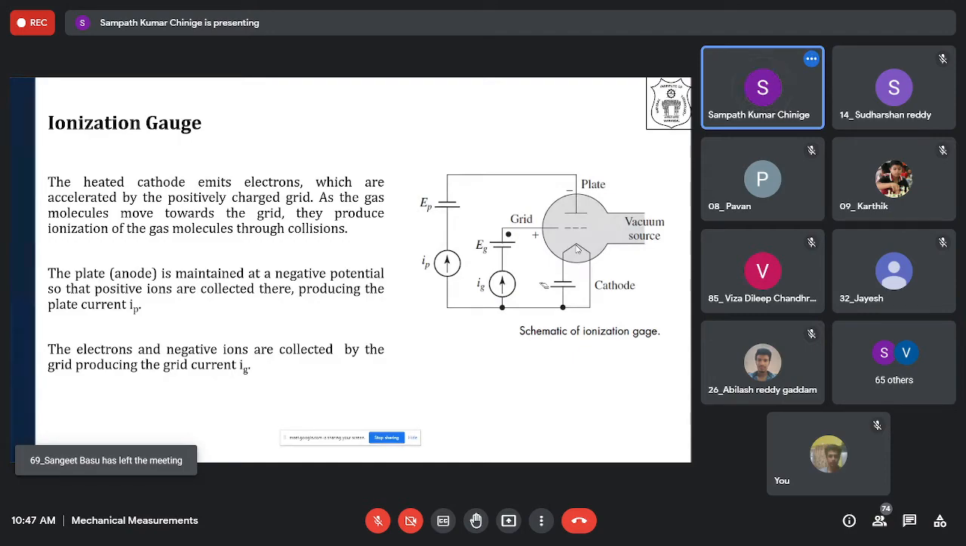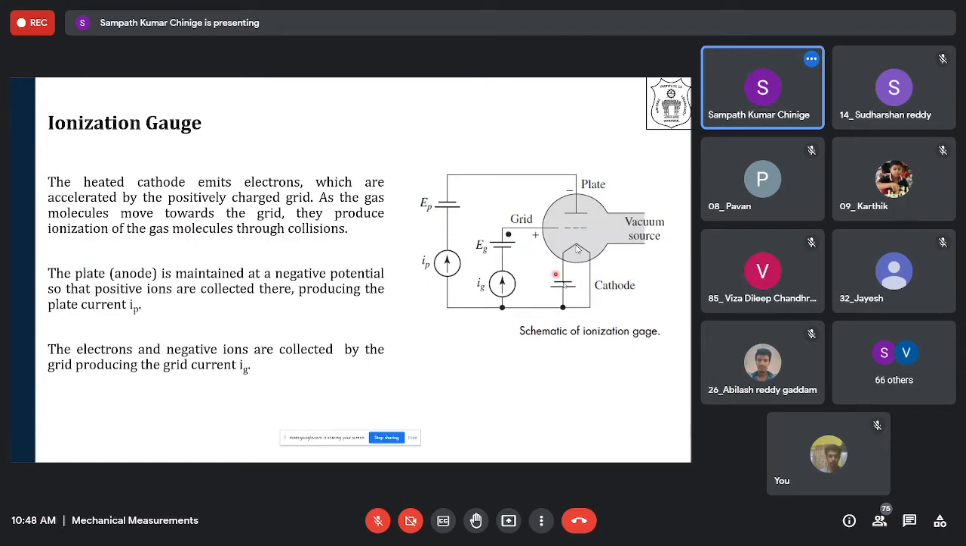Here, you can see that there is a triode, which consists of a cathode, a grid plate which is positively charged, and then a negative plate. So there is a cathode, a positively charged grid, and then a negative plate. And these three are inside a gauge where the evacuation is happening, so wherever the low pressure is needed, it is actually created.